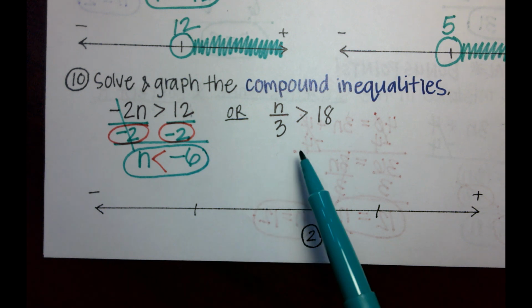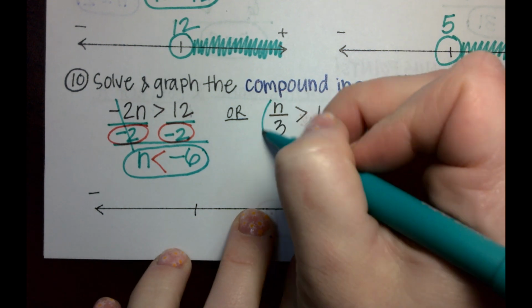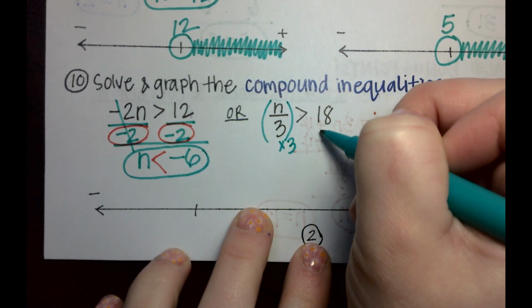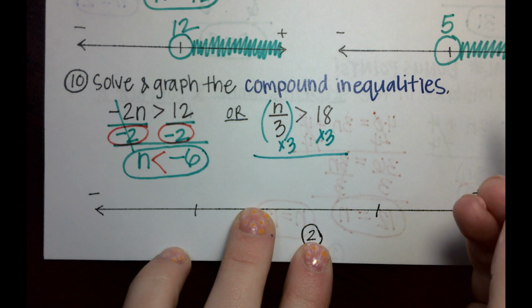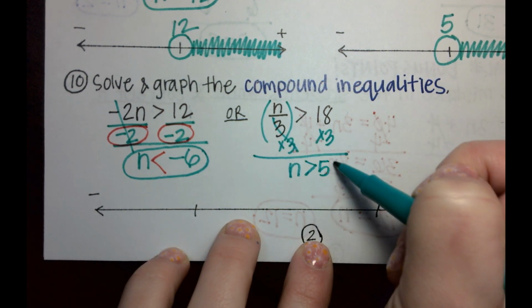Okay. And what about the other half here? Multiply by 3 on both sides. Good, let's multiply by 3 on both sides. 18 times 3 is 54. Good, so n is greater than 54.